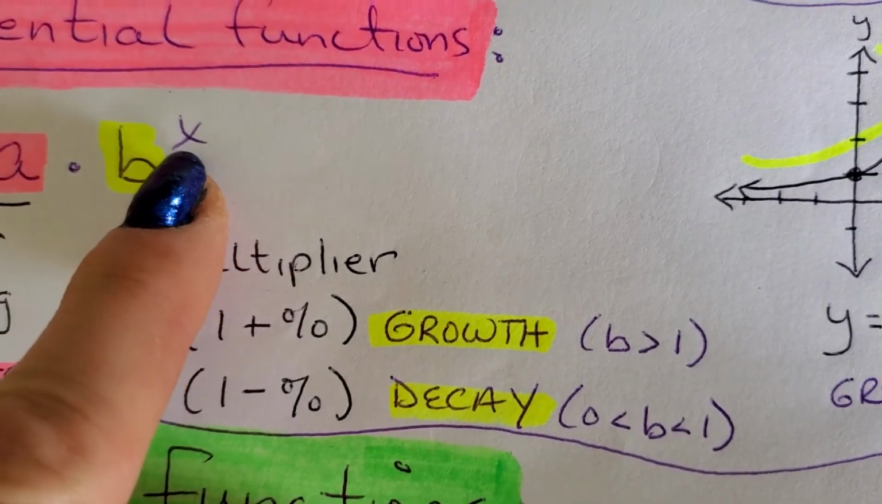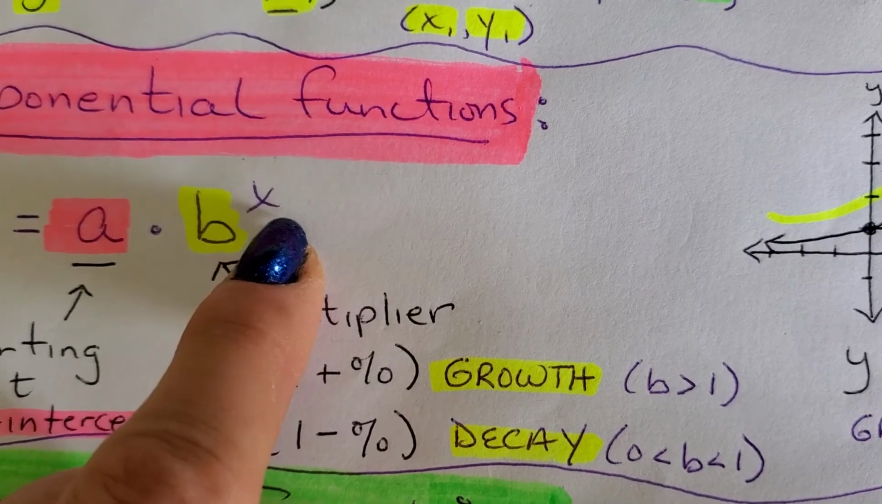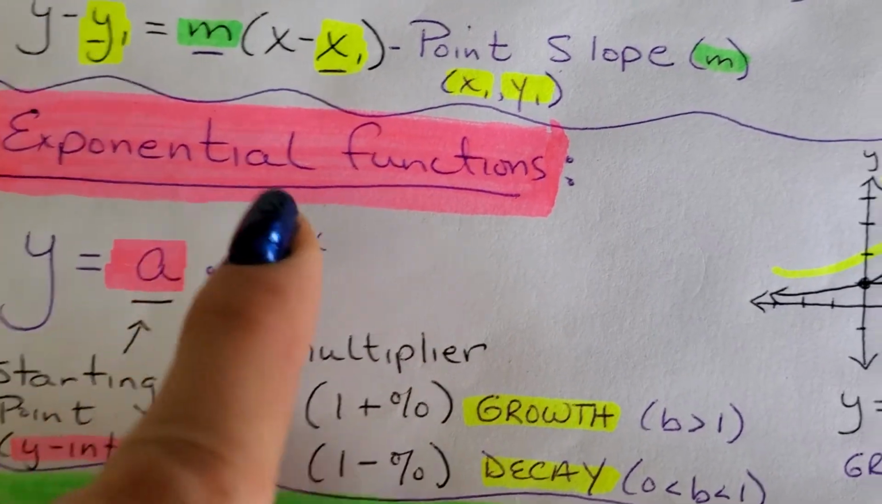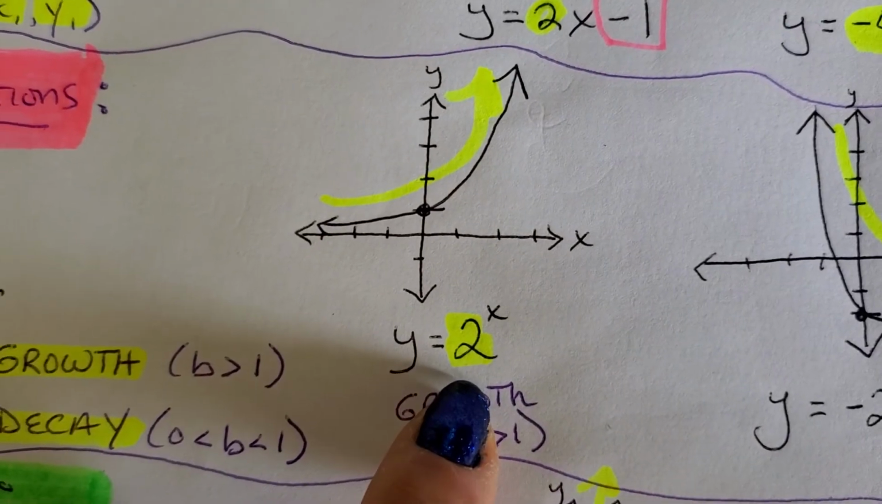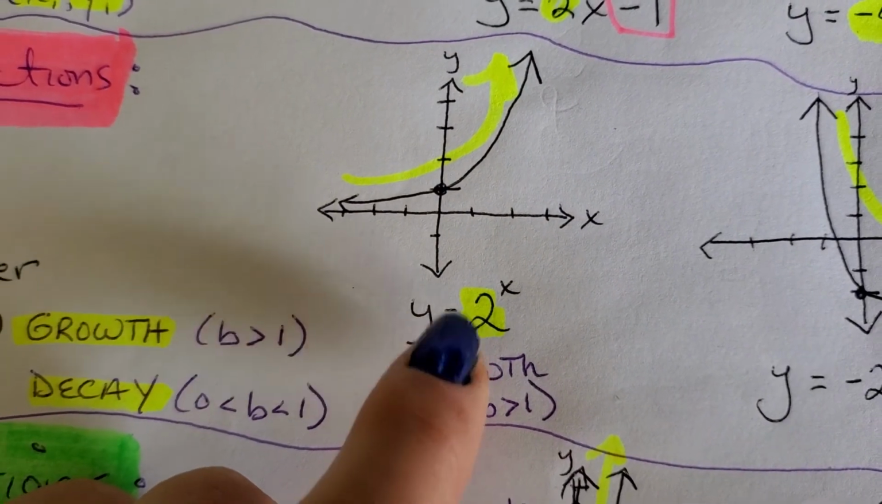And then remember again, our x is our exponent in the exponential function. So this one is showing you, okay, the a value we don't see, it's a 1.